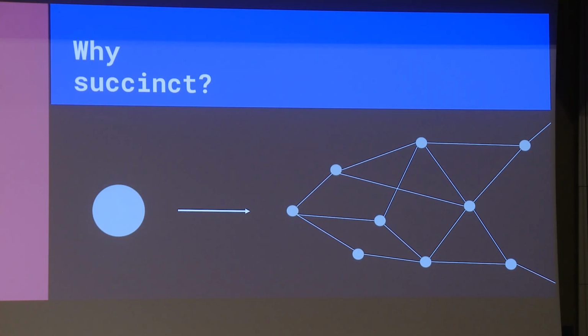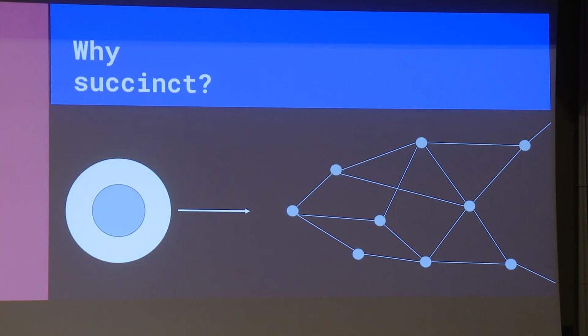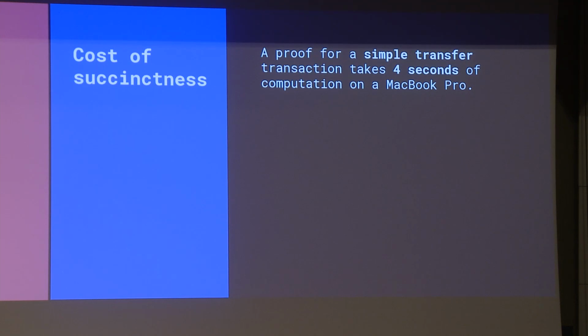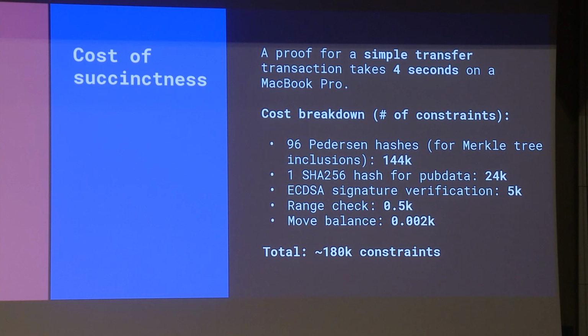So you actually have to perform a lot more computations to generate these proofs, more than you would do to just compute the function itself. To give you a sense of what it will cost you, let's say we have a very simple layer 2 solution where you just make transfers and send some assets. The proof of a single transaction will cost you about 4 seconds on hardware comparable to a MacBook Pro. And the breakdown will be something like this.